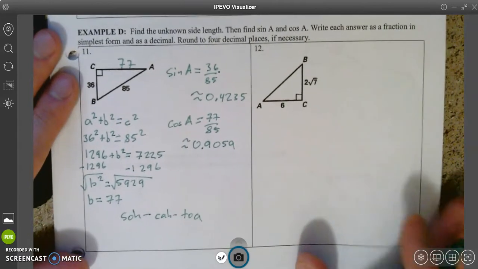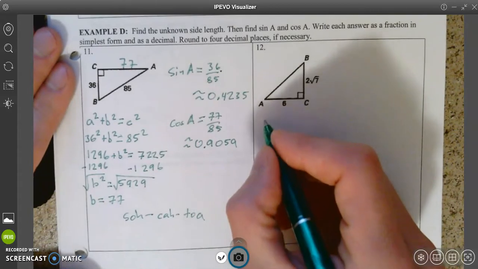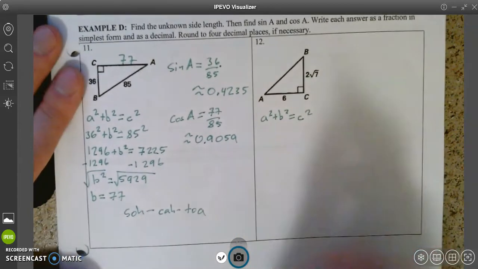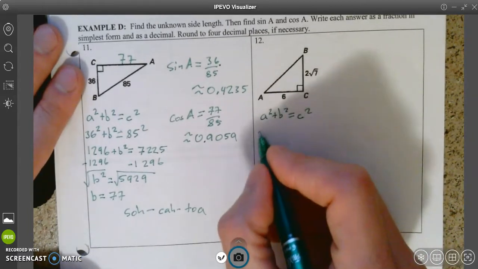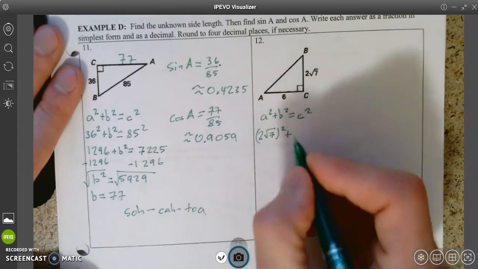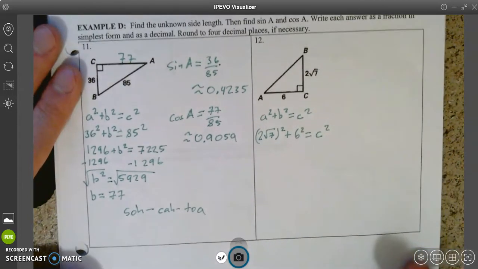Doing number 12, it looks a little bit tricky. It's all right. Still the same process to set up. So a squared plus b squared equals c squared. A in this case is going to be 2 square root of 7. I'm going to square that. B is 6, so 6 squared. And c we don't know, so we're going to leave that at c squared.